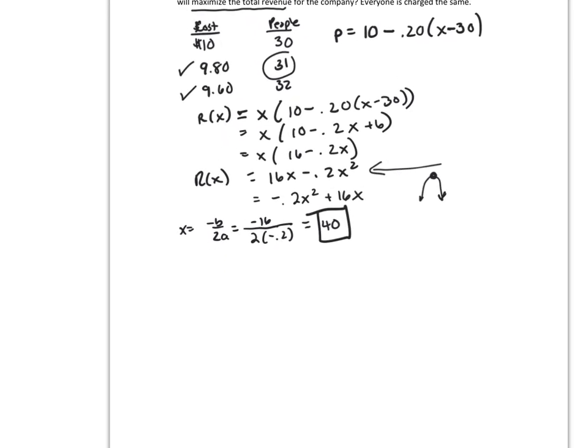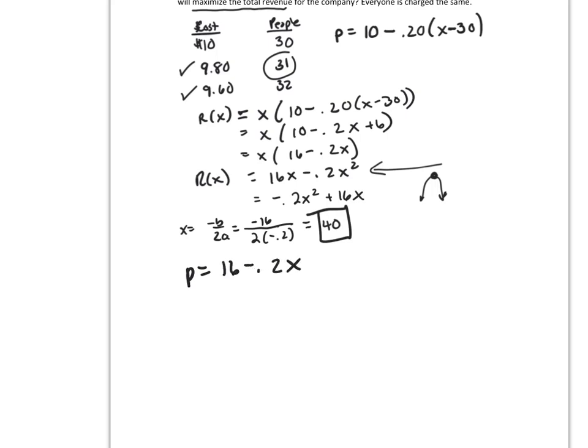But if I might ask to find the price. And the price equation is 16 minus 0.2x. So price equals 16 minus 0.2 times 40. Price equals 8.